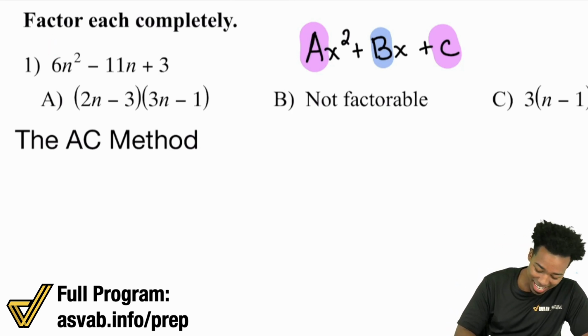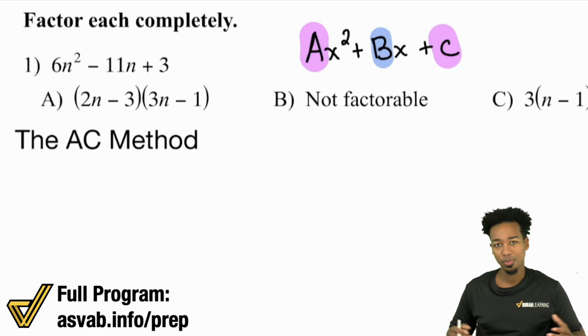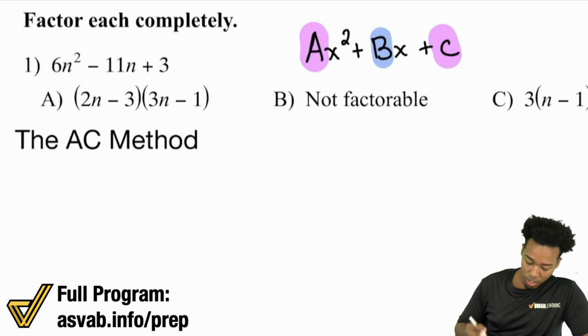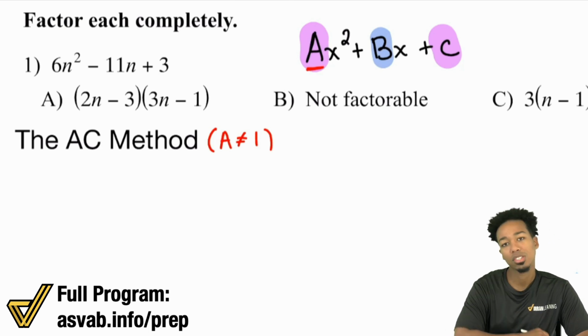So we have a 6 in front, not a 1. What do we do? Well, here's what we do. We're going to go ahead and apply the AC method. The AC method is when A doesn't equal 1, when that leading term is not 1.